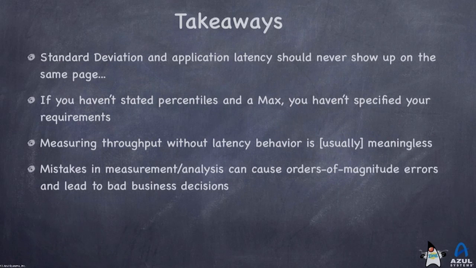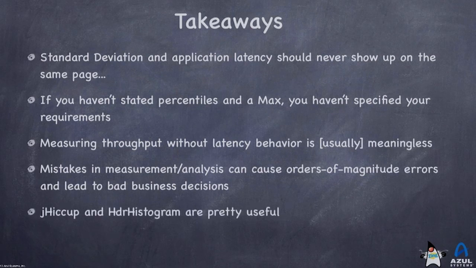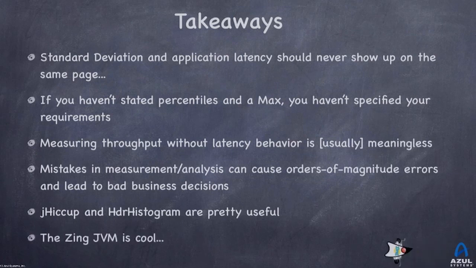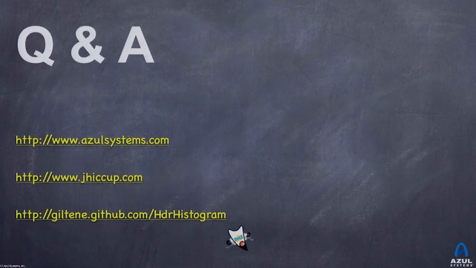Small mistakes, small overlooks in measurement and analysis could lead to multi-order of magnitude misreporting. Hopefully you guys took that away from the coordinated omission discussion. And you could use jHiccup and HdrHistogram. They're both public domain code on GitHub. Well, actually, HdrHistogram is on GitHub. jHiccup is just jhiccup.org. And the last one is, Zing's a cool JVM, so use it.